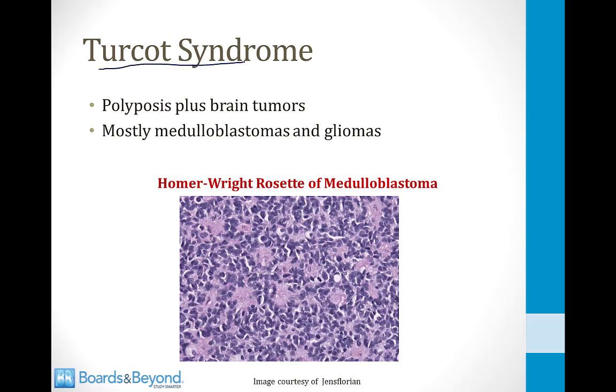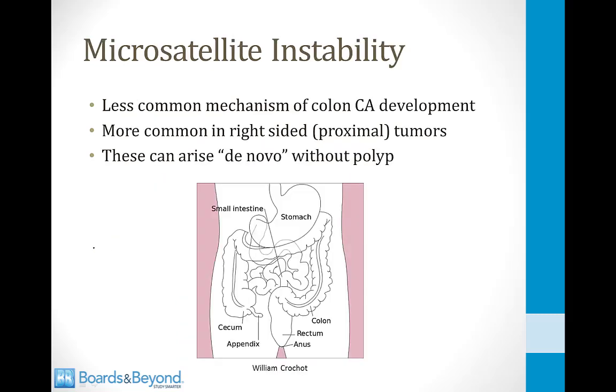Turcot syndrome is the other FAP variant. This is polyposis of the colon plus brain tumors, mostly medulloblastomas and gliomas. I talk about medulloblastomas and gliomas in the neurology modules, but I've shown you a picture of the Homer-Wright rosettes, which are classic for medulloblastoma, on the screen here to remind you of this association with polyposis seen in Turcot syndrome.